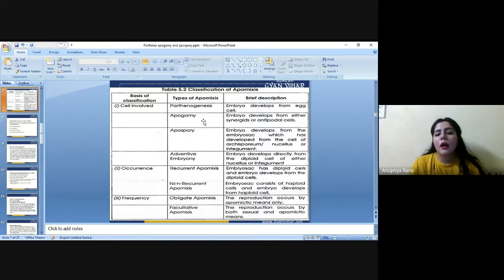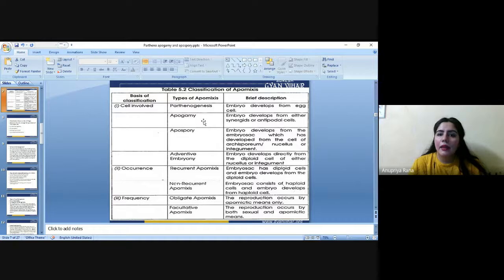The second basis here is the occurrence: recurrent apomixis and non-recurrent apomixis. These are the two basic kinds of apomixis based on occurrence. In recurrent apomixis, the embryo sac has a diploid cell and the embryo develops from that diploid cell. So embryo sac development from a diploid cell is called recurrent apomixis.